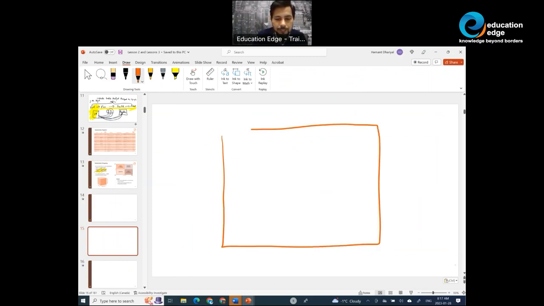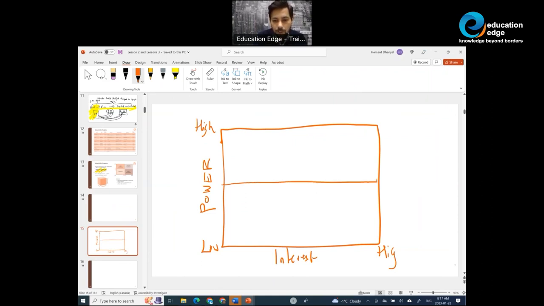Take a look at this. Let's say on the y-axis, we have power of stakeholder, which could be low to high. And on x-axis, we have the interest of stakeholders, which could be low to high again. So let's just make quadrants here.